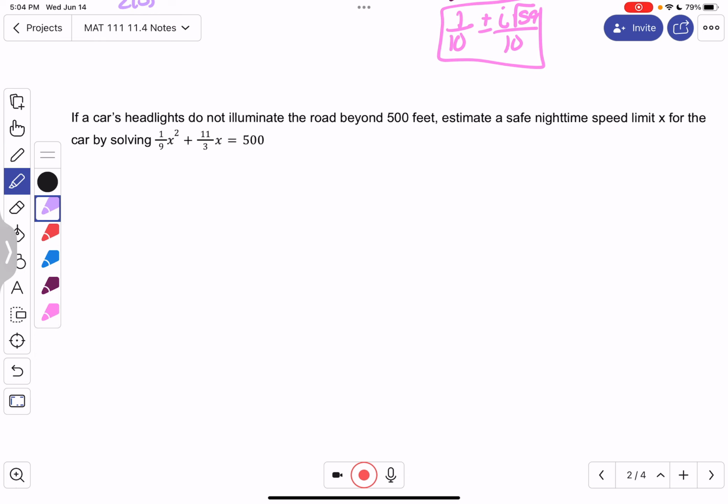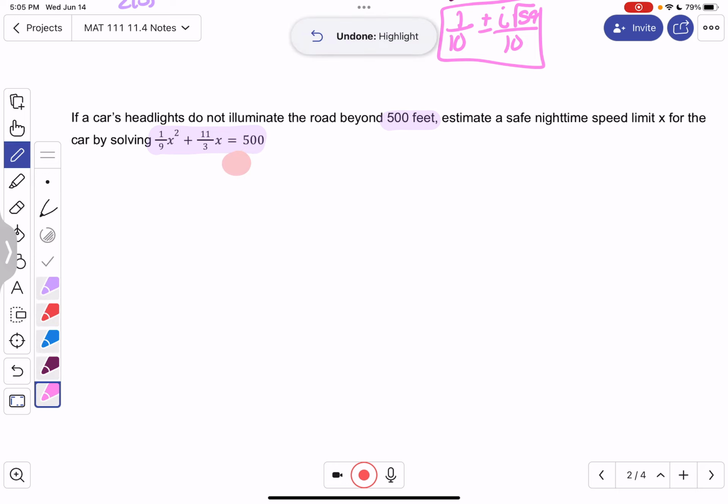If a car's headlights do not illuminate the road beyond 500 feet, estimate a safe nighttime speed limit using this equation. So we're just trying to solve this equation. So first, when we're solving, we need to get the 500 on the other side so that it equals 0.